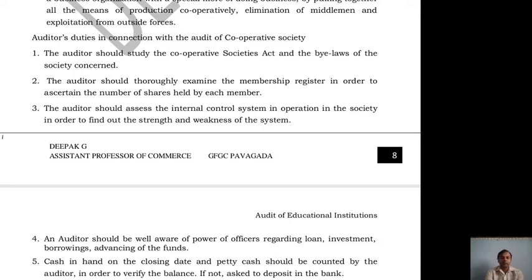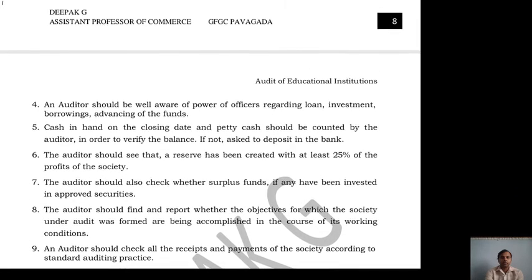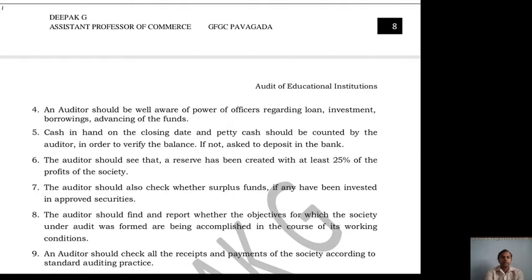First of all, you should check all this in general, and you should also be aware of the power of officers regarding loan, investment, borrowings, and advancing of funds. What are the powers of officers, who is the manager, the clerk and the probation officers, and who is in charge of loan, investment, borrowings, all those things. Even the cash in hand on the closing date and petty cash should be counted by an auditor physically at the end of the day or at the end of the year, that is, the cash in hand at the closing date and the petty cash kept in the cooperative society.